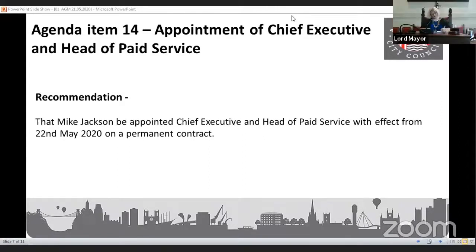Thank you. Councillor Comley, on behalf of the Green Group, how do your councillors vote? For. Councillor Hopkins, on behalf of the Liberal Democrat Group, how do your councillors vote? We're more than happy to support this motion and wish Mr. Jackson the best for his term as our Chief Executive.